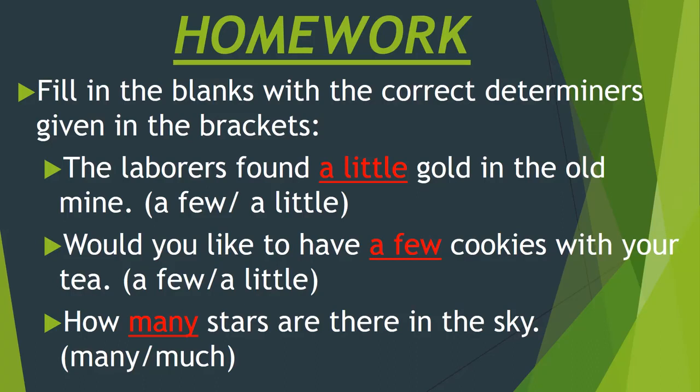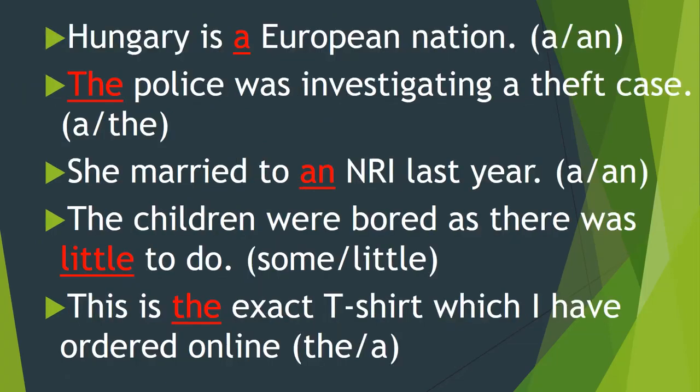Next is, how many stars are there in the sky? So stars are countable nouns, so that's why we have used here many, not much. Next sentence is, Hungary is dash European nation. So here we have filled a European.